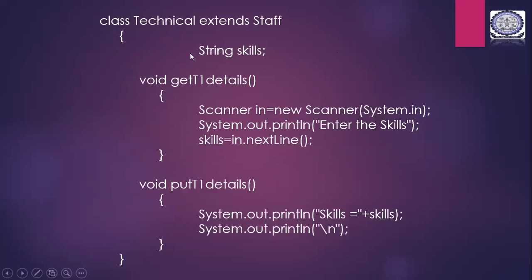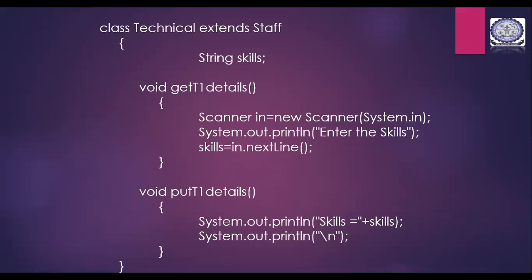Okay? Then you have another class defined here, that is the technical class, which is also a subclass of staff. So class technical extends staff. So technical, it extends staff. So technical is a subclass of staff. And here we are asked to define the skills variable. So skills, again we have given the string data type, because we will have to enter a word or a sentence for this particular variable. So we take the string variable here.